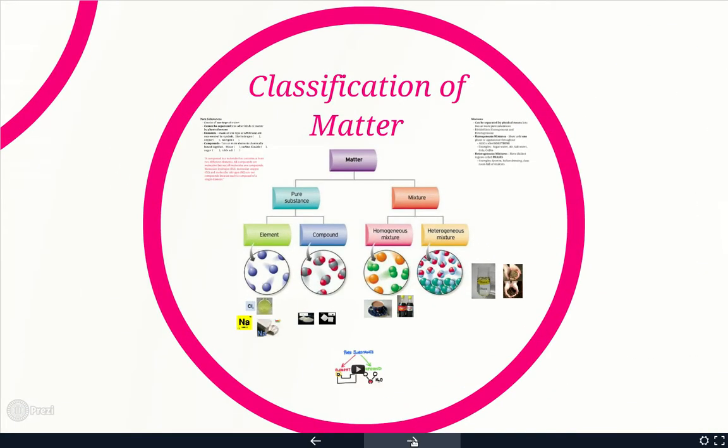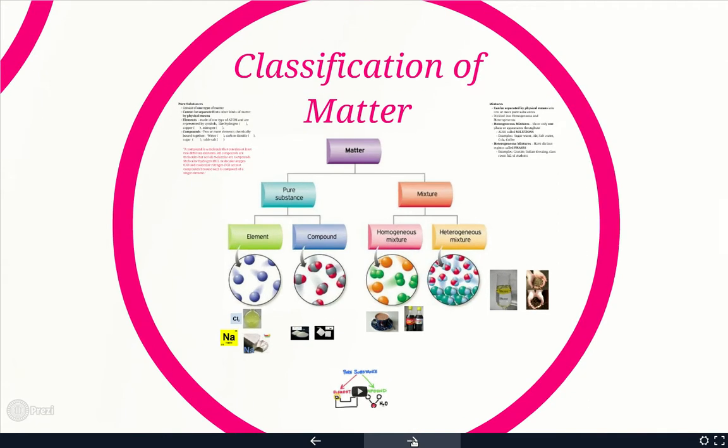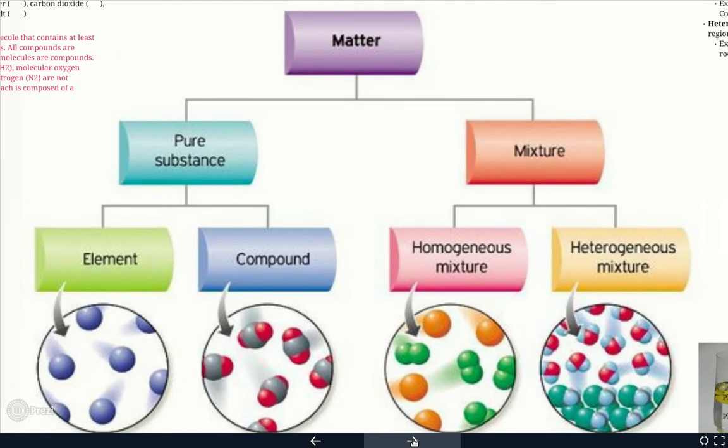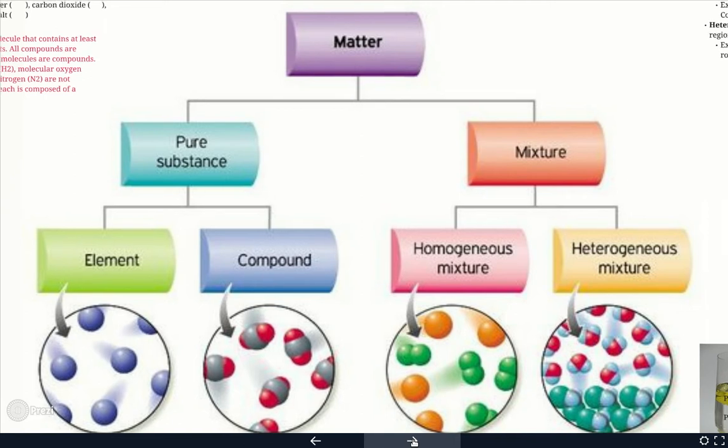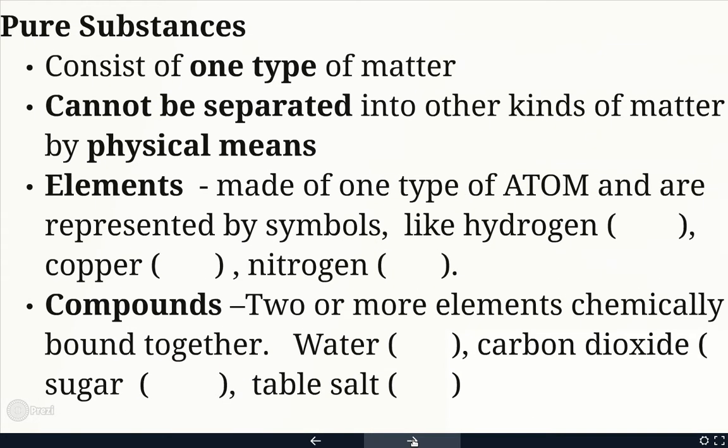We're talking about the classification of matter. This is just the chart. This chart, it's the exact chart that's in your notes. So we're going to go through this. First, we have pure substances. They consist of one type of matter. They cannot be separated into other kinds of matter by physical means.